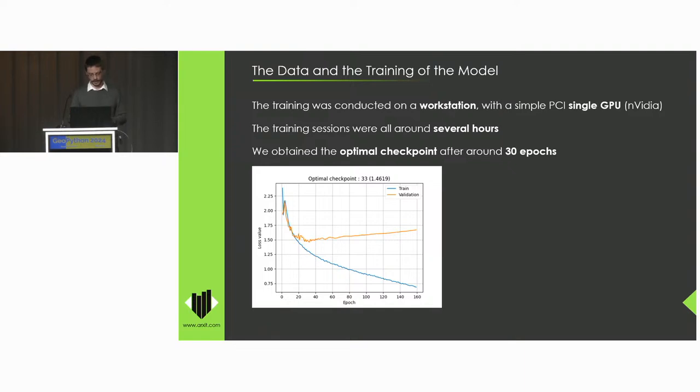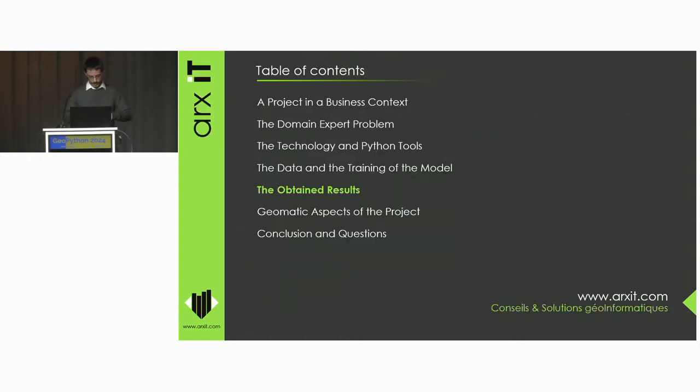So in our case, in almost all of our training sessions, the optimal checkpoint was obtained after around 30 epochs. So an epoch corresponds to the model having seen one time the entire corpus. So 30 epochs means that the model has to see the corpus 30 times in order to reach its best performances. So with this model trained, we have now at this stage a model that is able to detect the object of interest, hopefully.